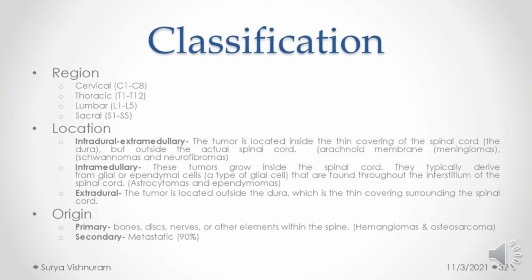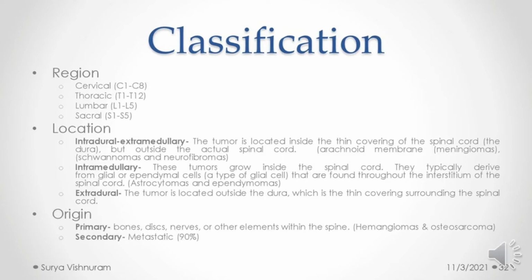Based on location, they classify it as intradural extramedullary, where the tumor is located inside the thin covering of the spinal cord, the dura mater, but outside the actual spinal cord. This membrane is called the arachnoid membrane. Some examples of intradural extramedullary tumors are meningiomas, schwannomas and neurofibromas. And intramedullary tumors grow inside the spinal cord. They typically derive from glial cells or ependymal cells, so they are found throughout the interstitium of the spinal cord. Some examples are astrocytoma and ependymoma.